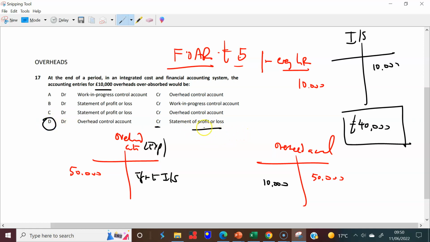So things that increase your income statement are credits to it, yes, of course, and things that reduce your income statement, or your profit, forgive me, are debits to your income statement. Okay, and that is question 17.